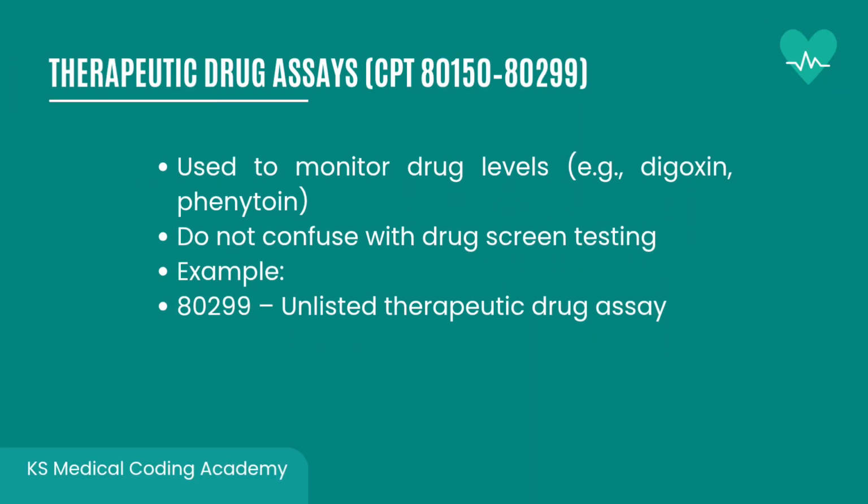Therapeutic drug assays. Therapeutic drug assays are found in the CPT 80150-80299 range. These codes are used when a provider monitors the level of a specific drug in a patient's system, such as digoxin or phenytoin. This is different from drug screening, which we'll cover next. Use 80299 if no specific code exists for the drug being monitored.